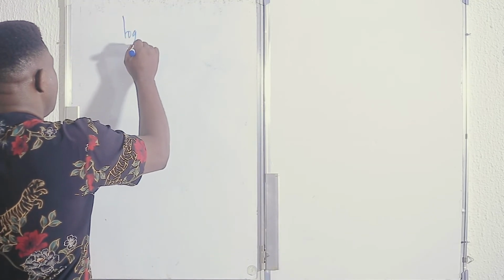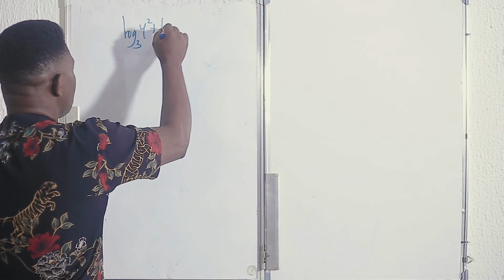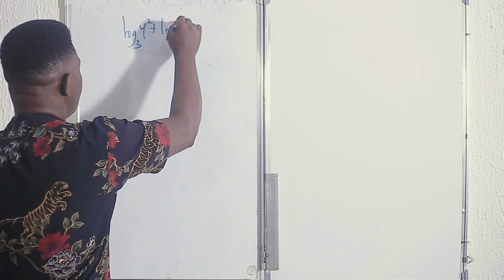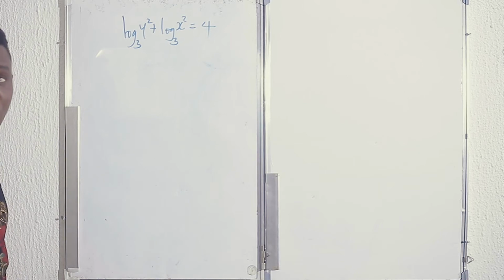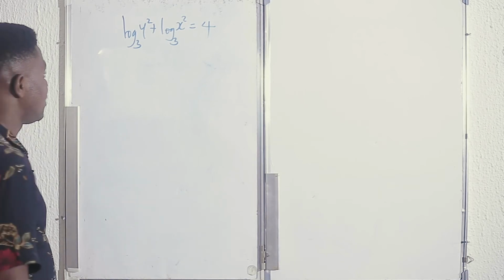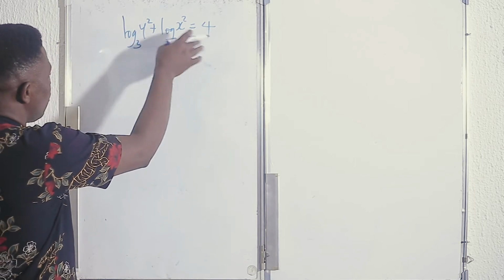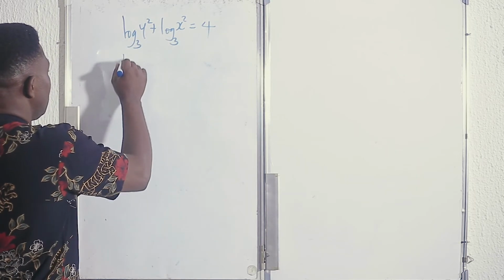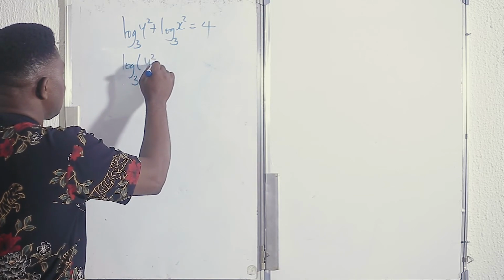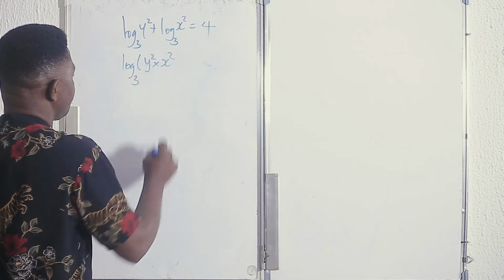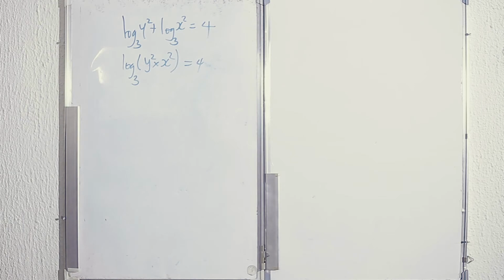Log base 3 of y squared plus log base 3 of x squared is equal to 4. What is the value of y? So first of all, because they are in the same base, we can put these two together to be log base 3 of y squared times x squared equal to 4.